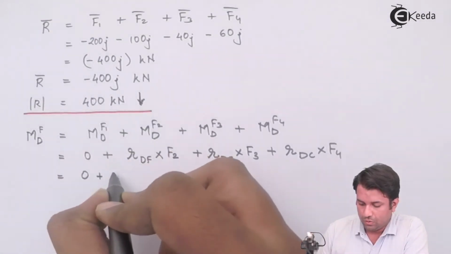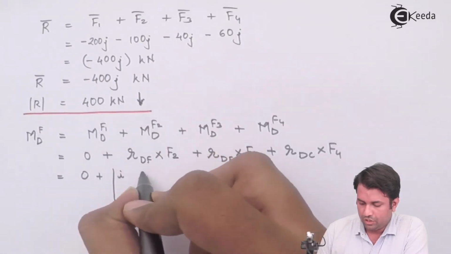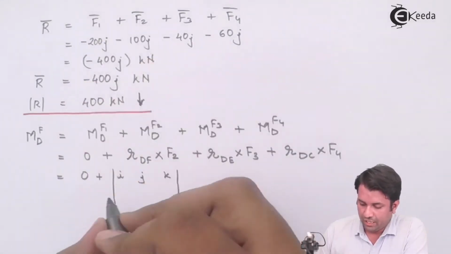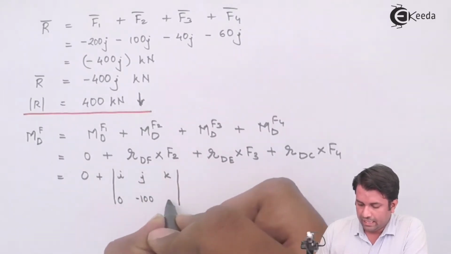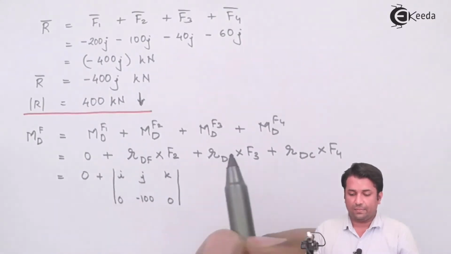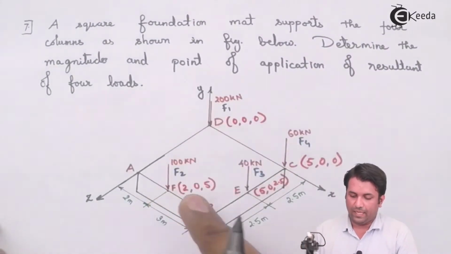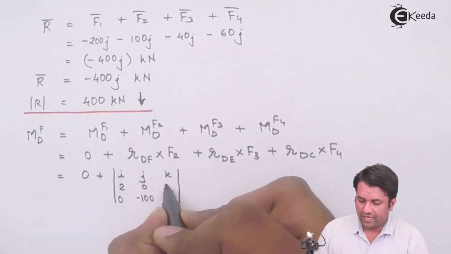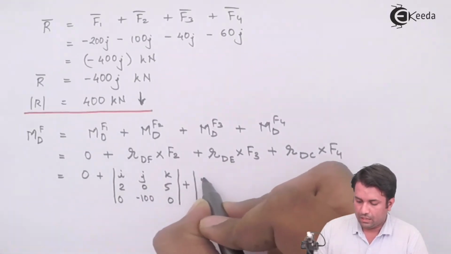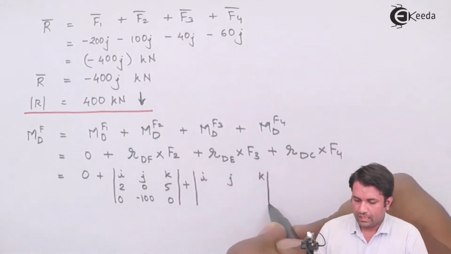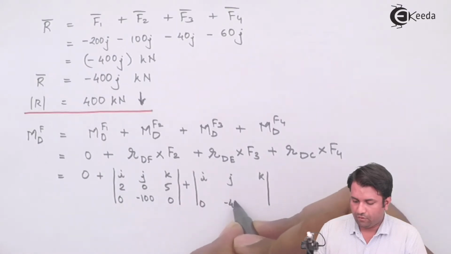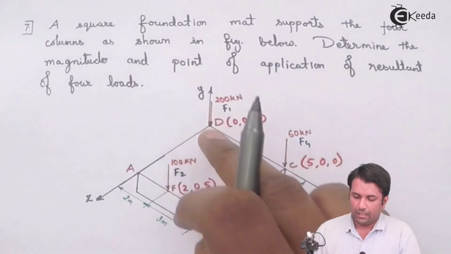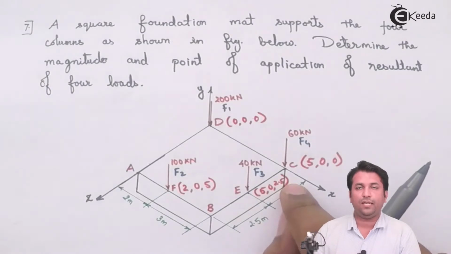So this will be the determinant with rows i, j, k. For F2, we have 100J, so I'll write it over here as minus 100, with i and k components 0. It is dF as a position vector, so it will be F minus D, which should be 2, 0 and 5. So I'll write over here 2, 0, 5. Similarly, for F3, F3 is 40J, so minus 40 over here, and it is DE. So DE is this position vector, which should be 5, 0 and 2.5.